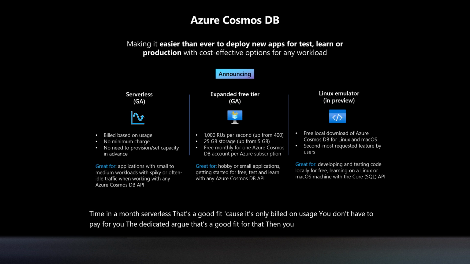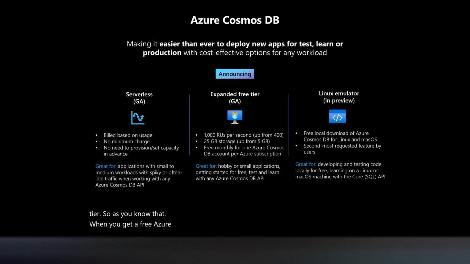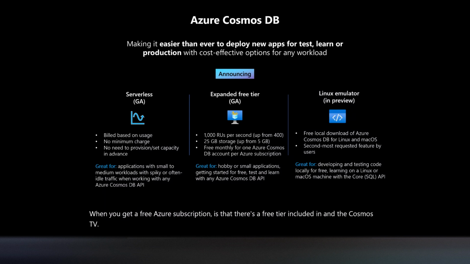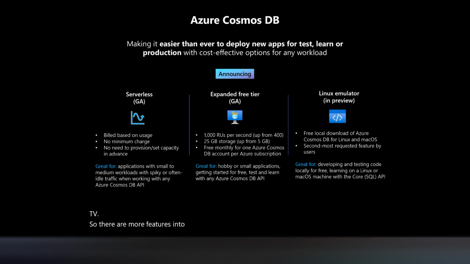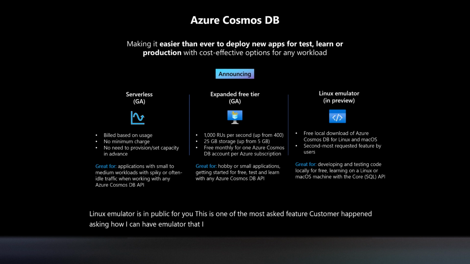Then you have the expanded free tier. As you know, when you get a free Azure subscription, there's a free tier included for Cosmos DB. So there are more features in that now. If you are playing with it, you can take advantage of it. And then the Linux emulator is in public preview. This is one of the most asked-for features. Customers have been asking how they can have an emulator that they can run in their local environment for debugging and development, without having to spend RUs while testing their application. This is now in public preview.